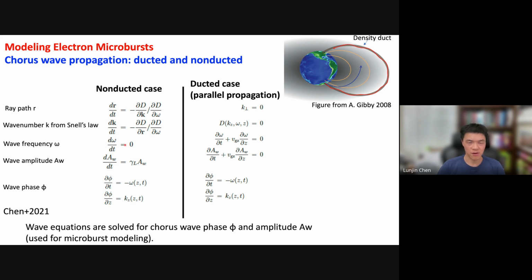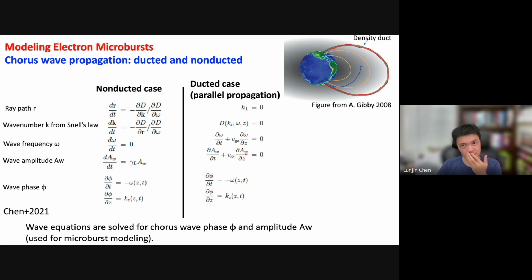And for this medium, of course, the frequency doesn't change, because you don't have temporal variation of the background medium. You can also work out the damping rate as the wave propagates, and then you can solve this set of equations. Once you solve the equations, you can get the phase and amplitude out of it.